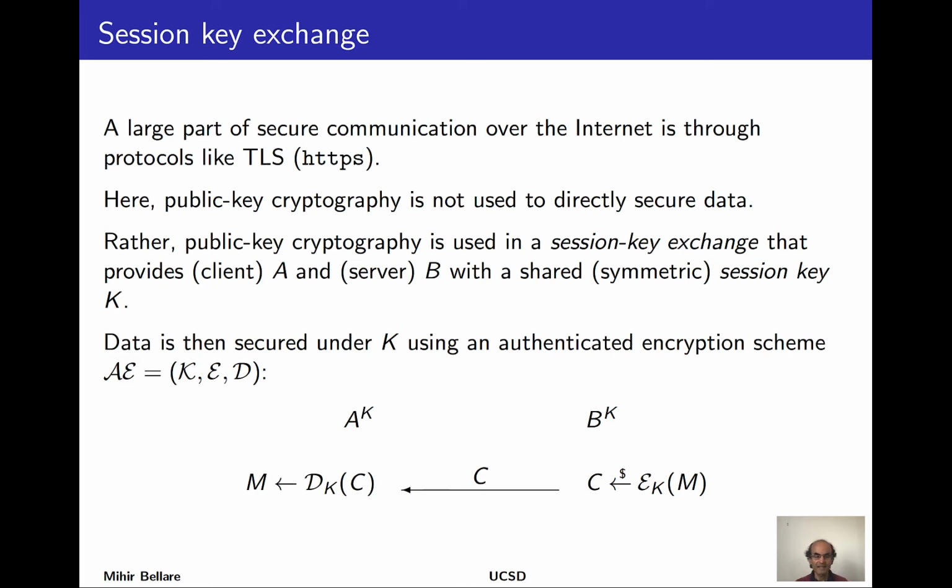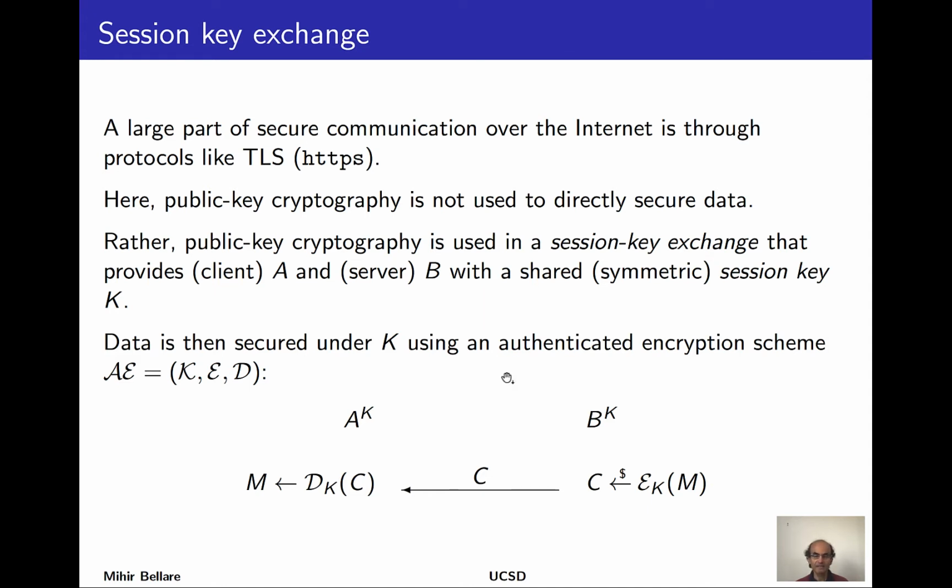So TLS aims to put you in a setting where the client A and server B share a common key K, and then an authenticated encryption scheme is used by either party to encrypt data, generate a ciphertext, then send it to the other party who decrypts. Remember, an authenticated encryption scheme is the symmetric primitive that provides both authenticity and privacy, and is kind of the main end tool created by symmetric crypto.